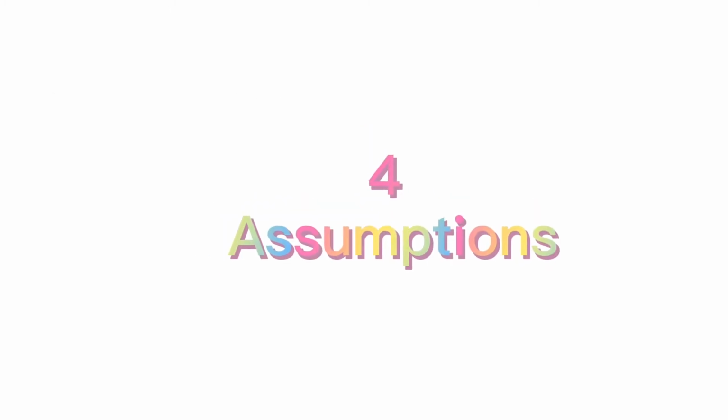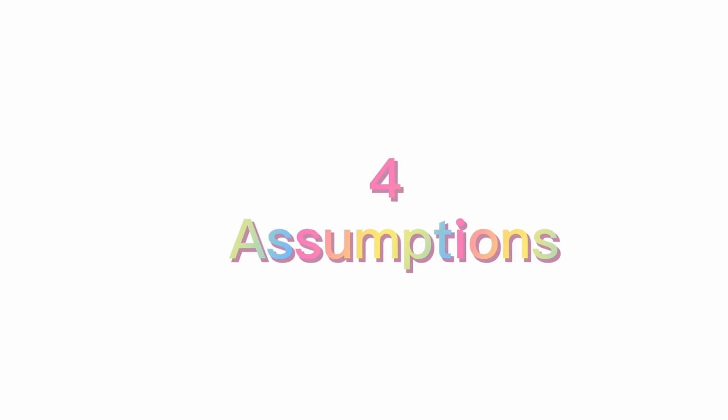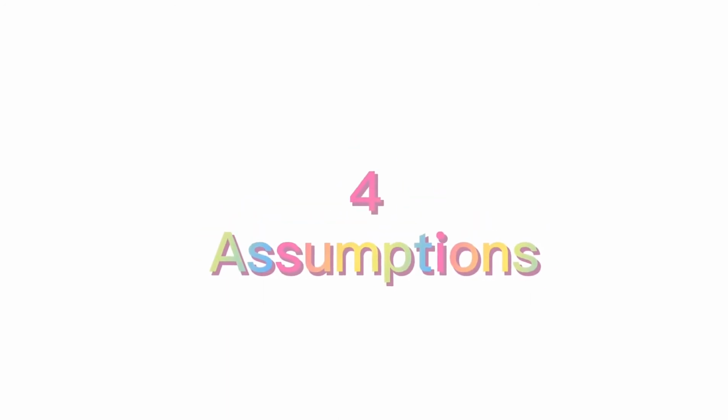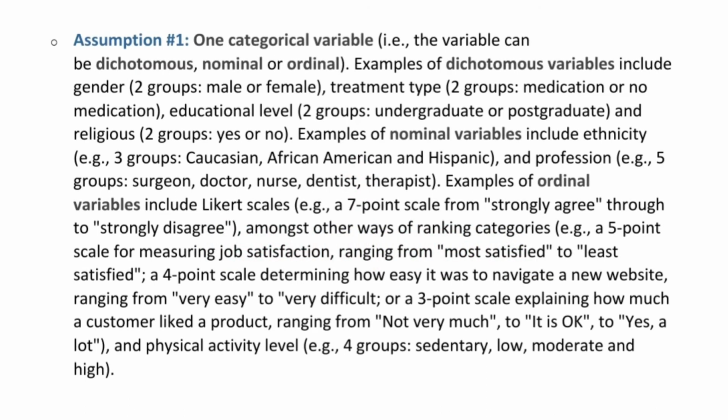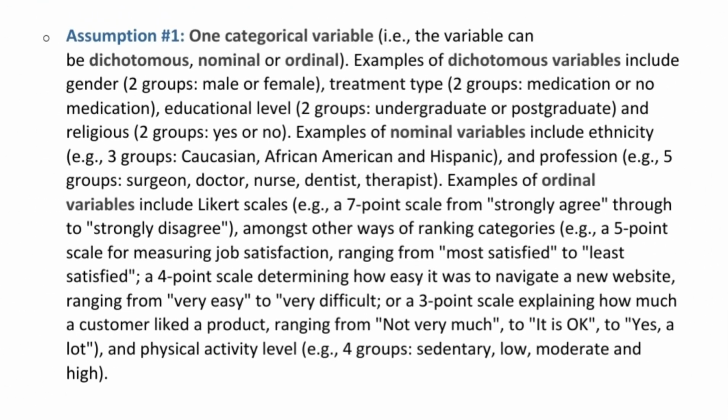To make sure that the data that we want to analyze can actually be analyzed using the chi-square goodness of fit test, the data should meet these 4 assumptions. First assumption, the data should be one categorical variable. It can be dichotomous, nominal, or ordinal.